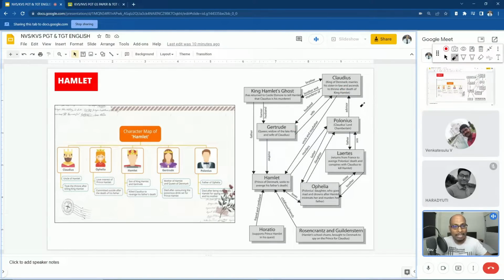Then Claudius has an advisor, a counselor, and his name is Polonius. Who is Polonius, Goji and Venkatesh? Advisor of Claudius. Advisor or counselor. And council of Claudius, Lord Chamberlain. The technical word is Polonius is Claudius's Lord Chamberlain.